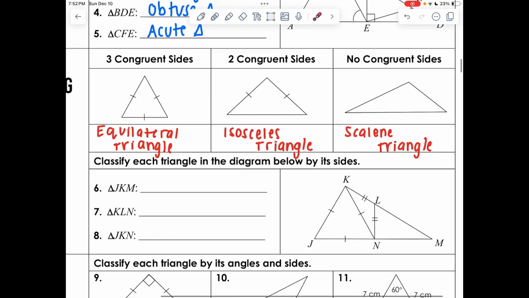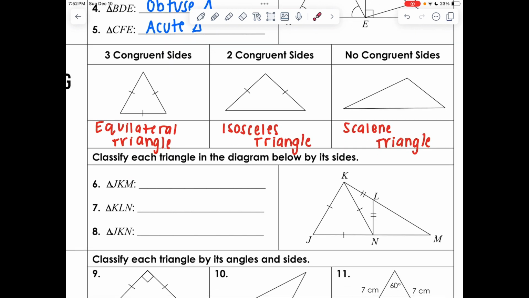So now it's asking to classify the diagram by the sides. So JKM is this entire triangle. JKM is going to be scalene. We don't see any of the same sides. So I'm going to say scalene. You'll see the difference here in a second.